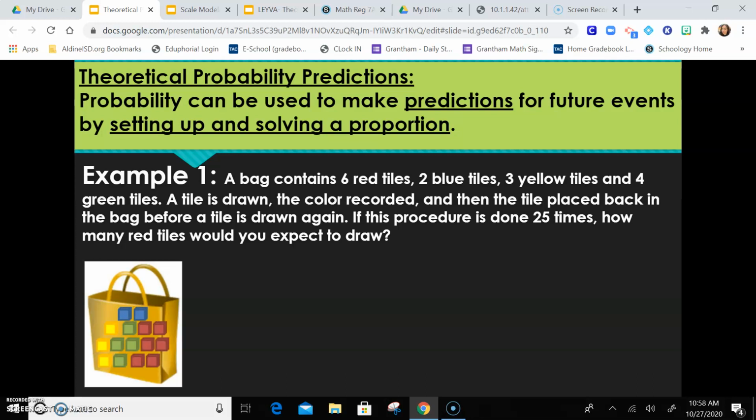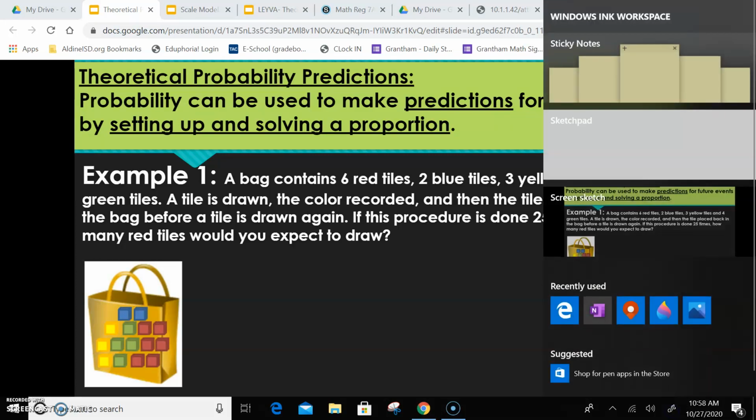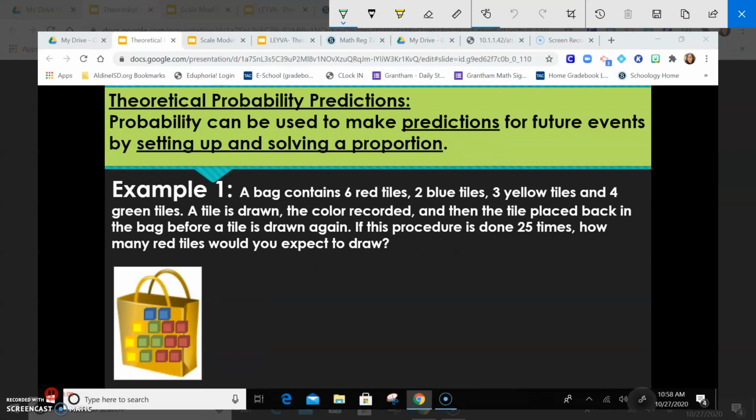A bag contains 6 red tiles, 2 blue tiles, 3 yellow tiles, and 4 green tiles. A tile is drawn, the color is recorded, and then the tile is placed back into the bag before a tile is drawn again. If this procedure is done 25 times, how many red tiles should you expect to draw? So first thing I notice is that the only thing they want me to draw out is a red tile. So this is going to be considered a simple event. So I should be able to find the probability of getting a red tile first.